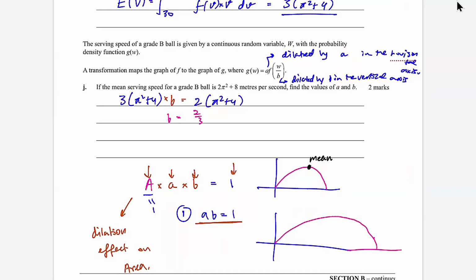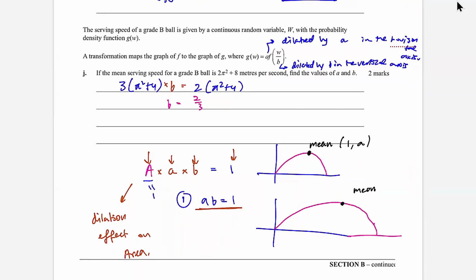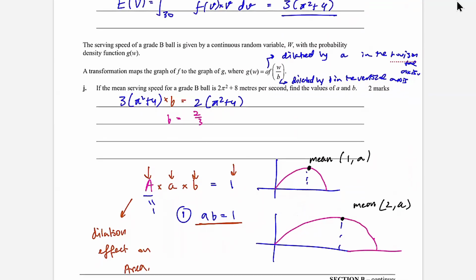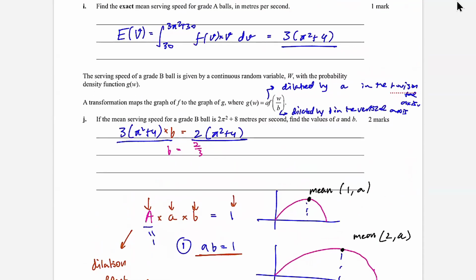As an example, let's say the mean here is at 1 comma A. It doesn't matter what A is. The mean here would be at 2 comma A after we dilated by a factor of 2 in the vertical axis. So what I'm saying is that when you dilate by a factor, all your important points will remain important points after your dilation. So you can just directly dilate your first original mean, equate it to the new mean, and then you can solve for B that way.